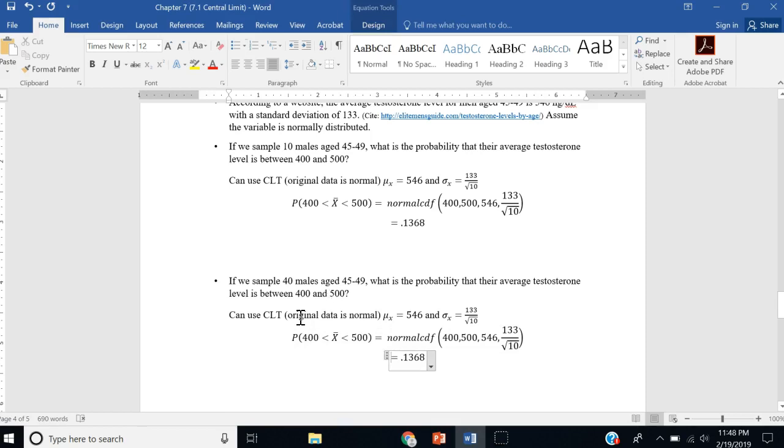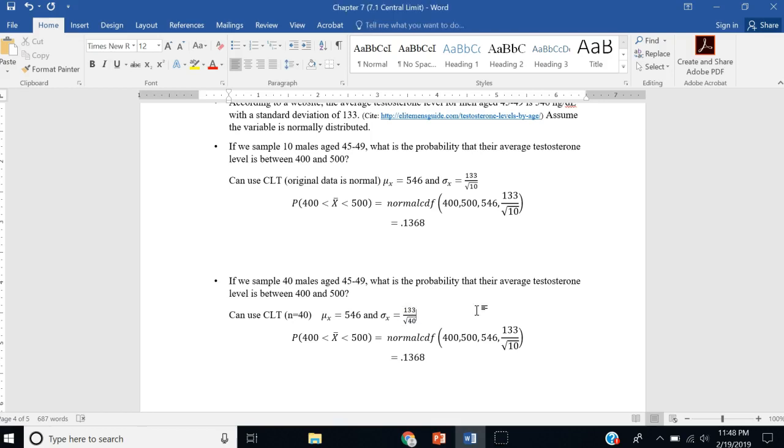So in this case, I'm going to just say n equals 40. There we go. So in this case, my average of samples of size 40 is going to still be 576, which is my original average. And my standard deviation of the samples of size 40 is 133 divided by the square root of 40.